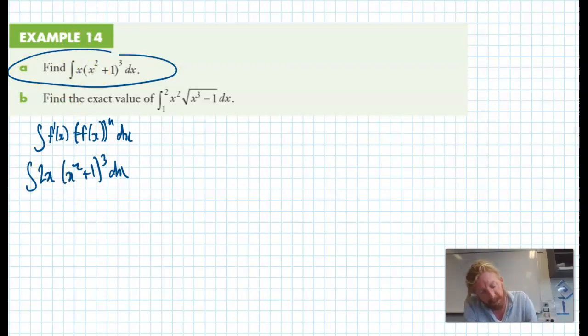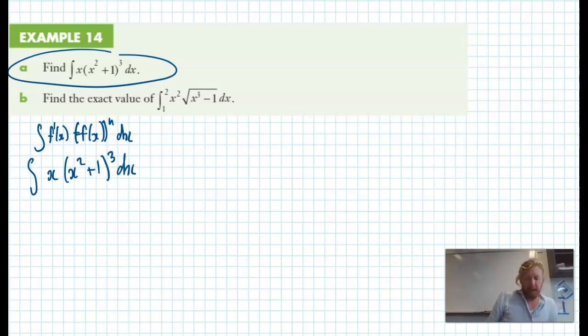But we don't have that. So let's just write it out. We say, well, the integral of x squared plus 1 to the power of 3 dx. What do I want sitting out the front here? I want 2x, because that's the derivative of this guy. What do I have? x. Well, that's okay. 2x.